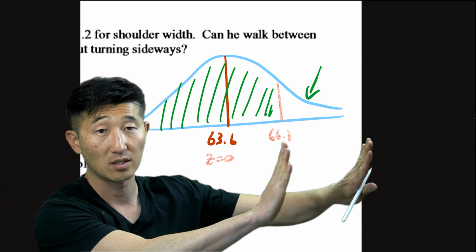So 1 minus 0.8413 is 0.1587. So that's 15.87%. So read the question again. What percent of the women are taller? How much percent of the women are taller? It's 0.1587, or 15.87% of the women are going to be taller than 66.1. Okay. Does that make sense?